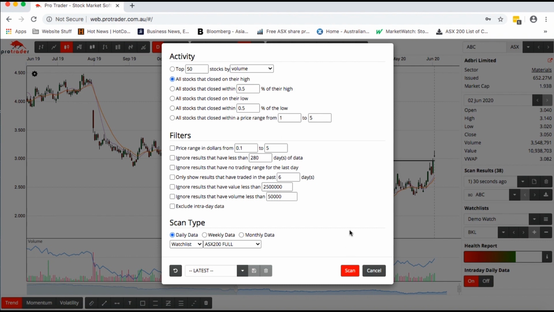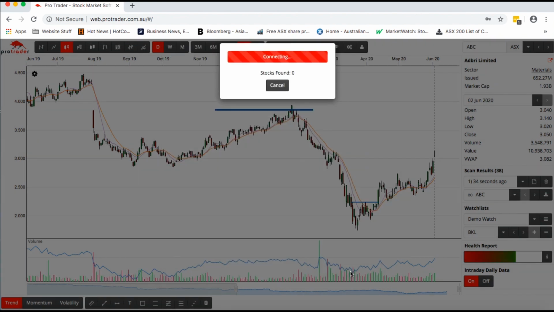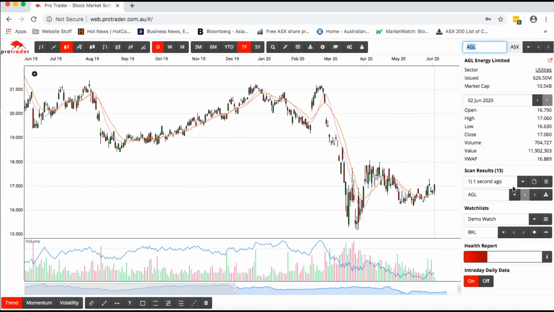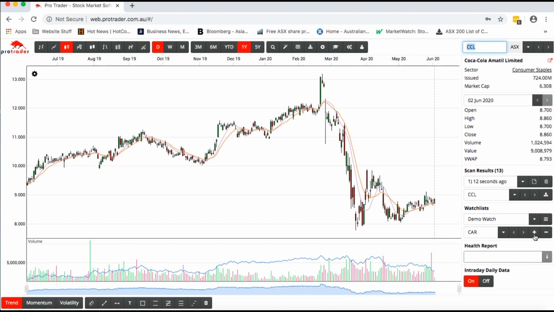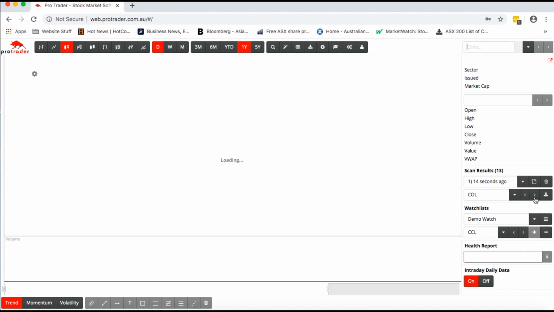I'm a pretty simple person. I just like to find all stocks that close on their high. And so there we go, and we've got 13. And once again, you see, by doing more scans, I immediately know what it is that I'm looking at. I'm looking at all stocks that close in their high. Because to me, a good indicator of a stock that is heading up is a stock that closed on its high.